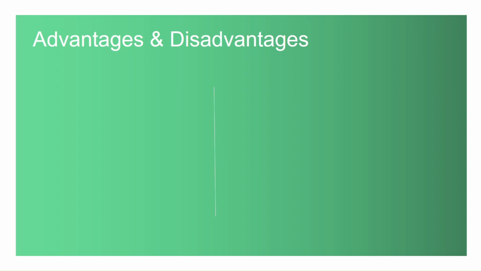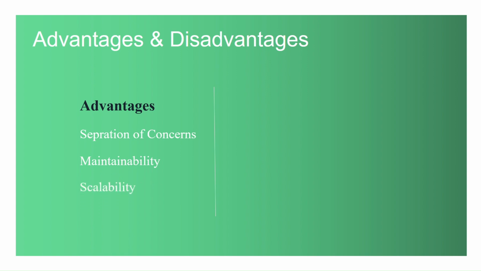Now let's consider why you might choose a layered architecture and some of its trade-offs. Firstly, we will see its advantages. Separation of concerns. Each layer is responsible for a specific aspect of the system, making development and troubleshooting easier. Maintainability. Updates or changes can often be made to one layer without affecting others. Scalability. Individual layers can be scaled independently if needed.